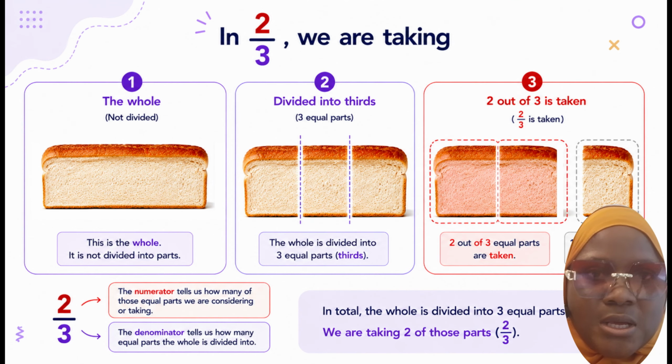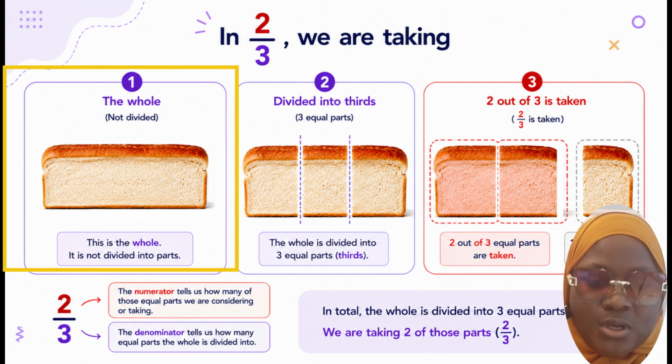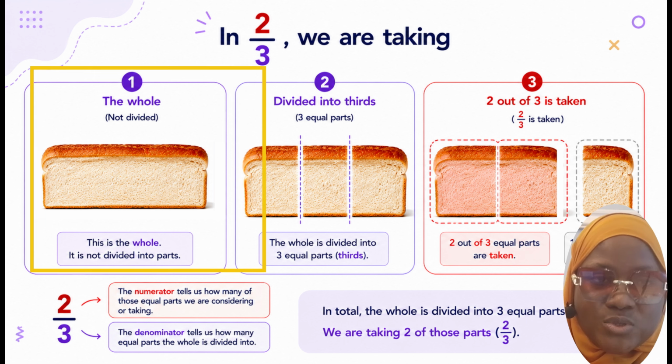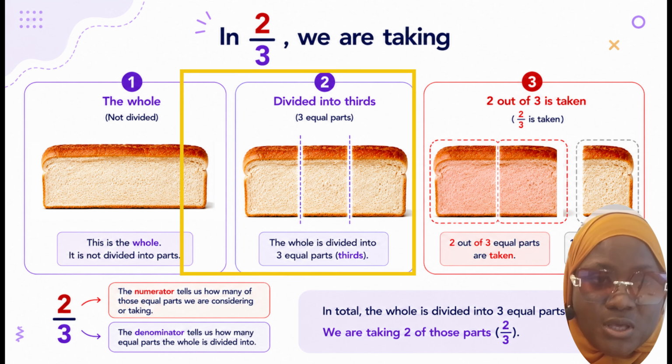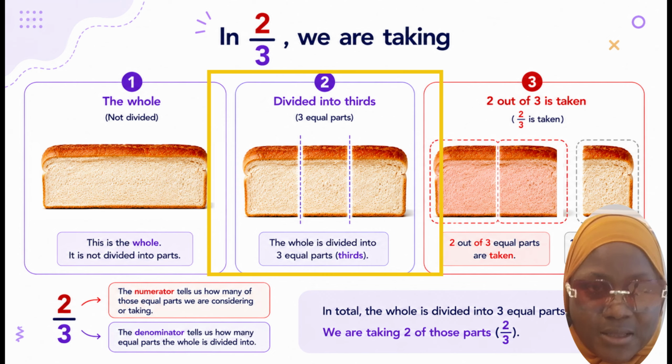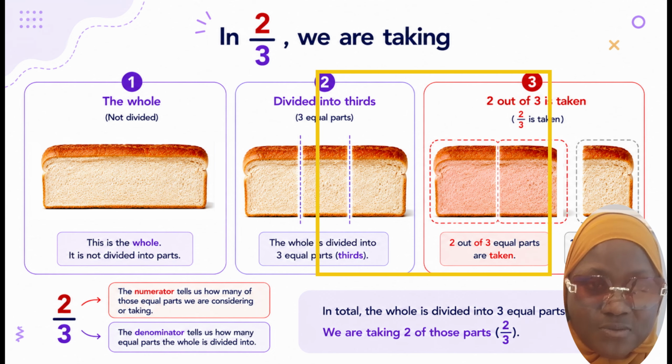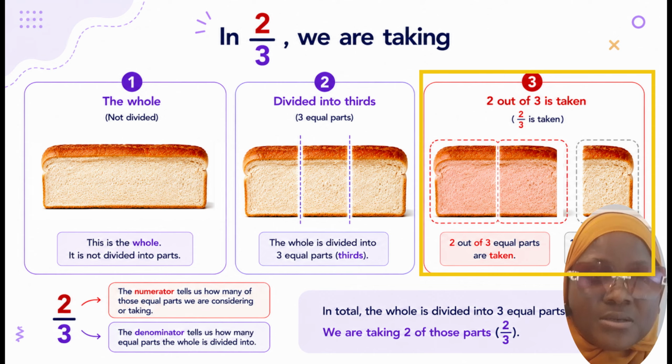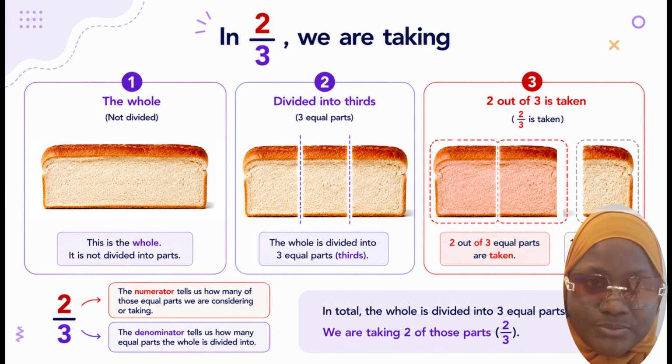Now, let us check the statement of the bread. It was once a whole bread, and then it was divided into 3 equal pieces. And I ate 2 pieces of the bread and 1 piece remained. So this means that I ate 2 thirds of the bread, or I ate 2 over 3 of the bread.